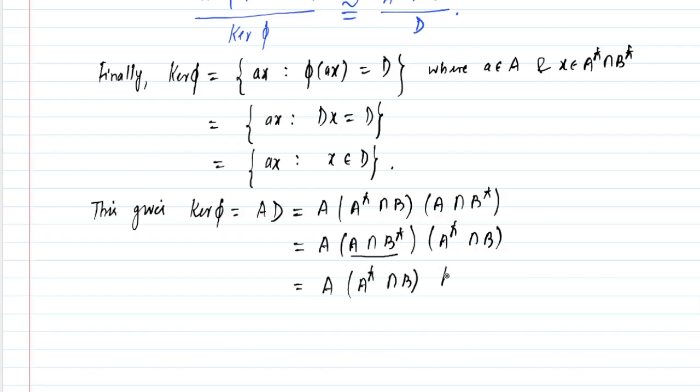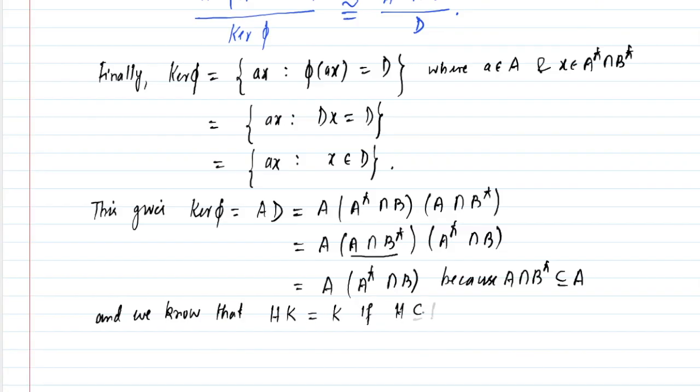The reason for this is because this A intersection B star is contained in A, and we know that if we have H and K as two subgroups of any group, HK must be equal to K if H is inside K. So that is the property we are using here. So A intersection B star is a proper subset of A. Therefore, the product of these two groups is actually the group A. And now here we replace the expression A star intersection B again.